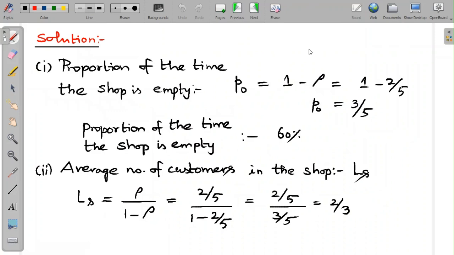The average number of customers in the shop. The customers in the shop is the customers in the system. That's LS. LS we know is the ratio of rho to 1 minus rho. So 2 by 5 to the ratio of 3 by 5. That's 2/3. So LS is at 2 by 3. That's the first constant we are supposed to determine.